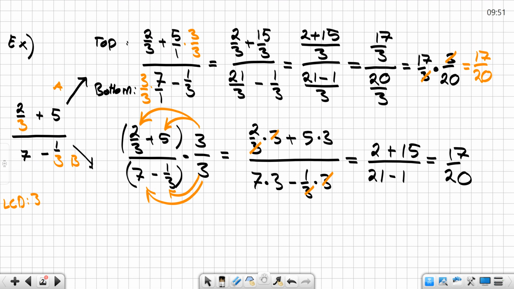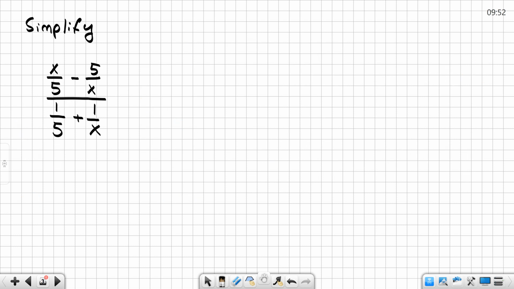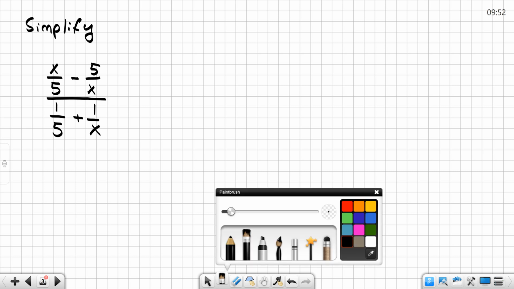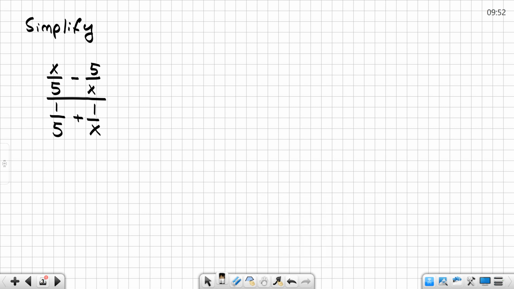I have not used any shortcuts. I wrote down all of the steps. You have to decide how many steps you write down. If you are uncertain, write down all of the steps. So let's do one now that involves these letters, our variables. I want to simplify x over 5 minus 5 over x, all over 1 over 5 plus 1 over x.